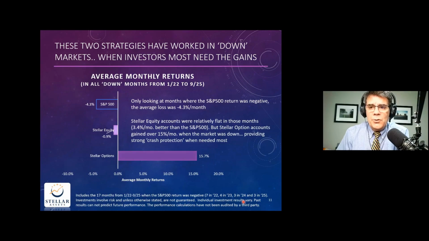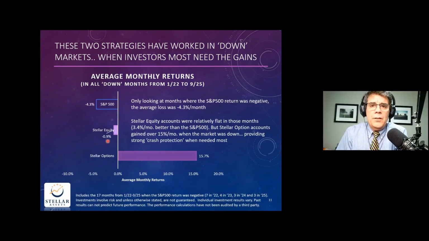This slide aggregates all of the bad months in the market since 2022. So if the market, as defined by the S&P 500, went down in a given month, it's in this data set. And if it went up, it's not in this data set. So if I look at all those months together, and there were 17 of them, in the average bad month, the market went down 4.3%. If I look at stellar equity clients during that same time frame, so these are clients using the regression modeling, they went down by less than 1%, same time periods, same months.